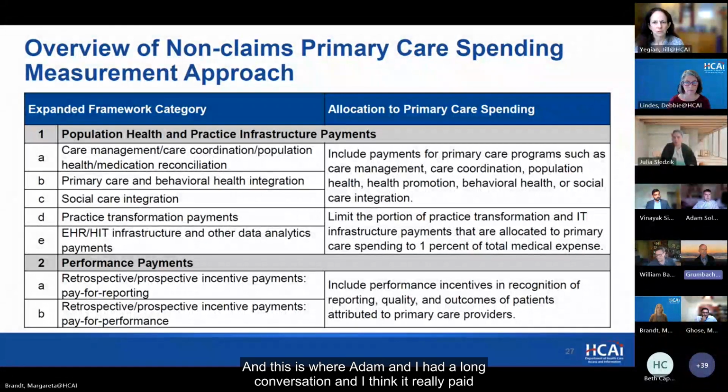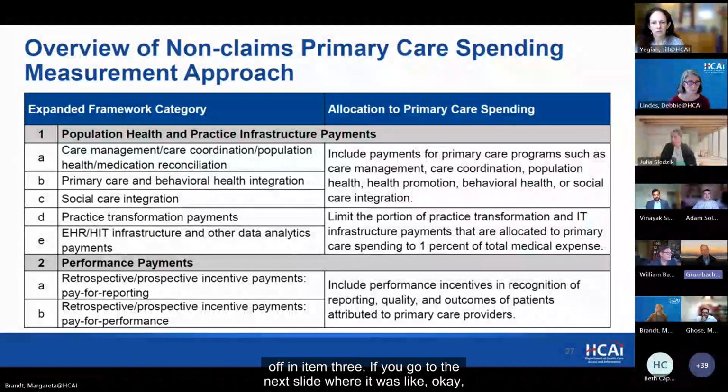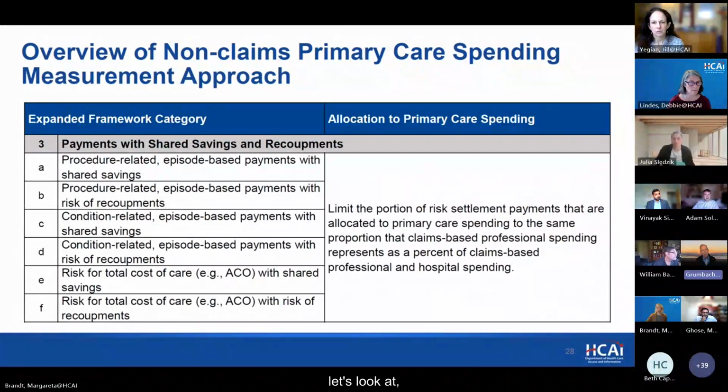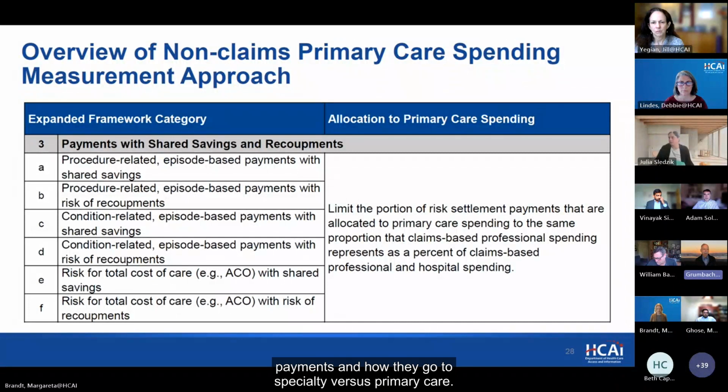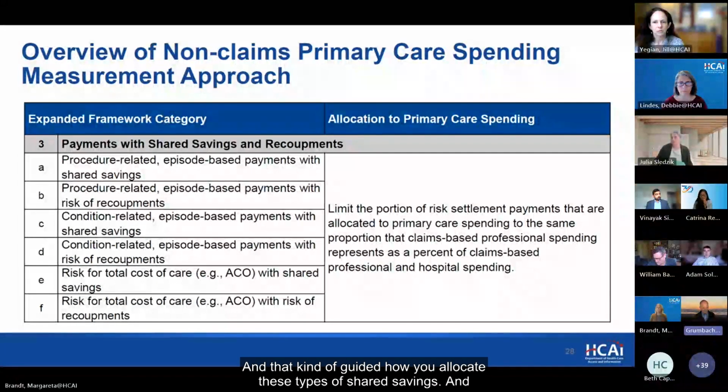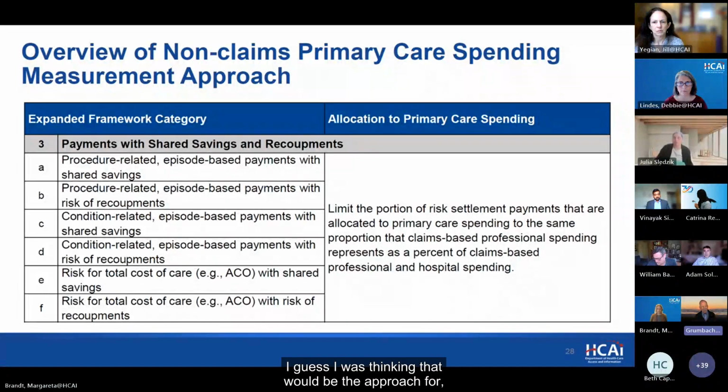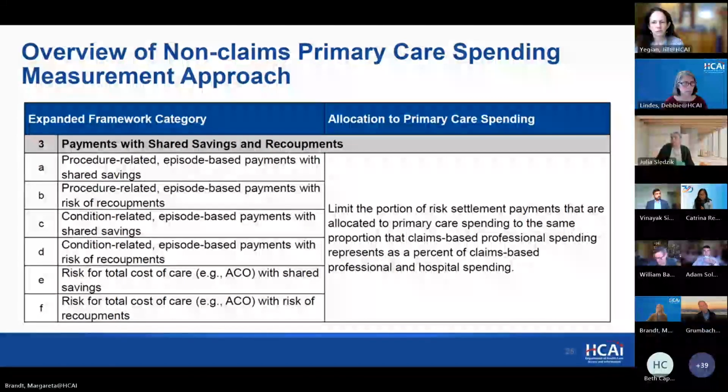And this is where Adam and I had a long conversation. And I think it really paid off in item 3. If you go to the next slide, I like this approach here of looking at all the payments and how they go to specialty versus primary care. And that kind of guided how you allocate these types of shared savings. And yes, I guess I was thinking that would be the approach for, if we go back up the slide before, would we want to use that for 1 and 2?